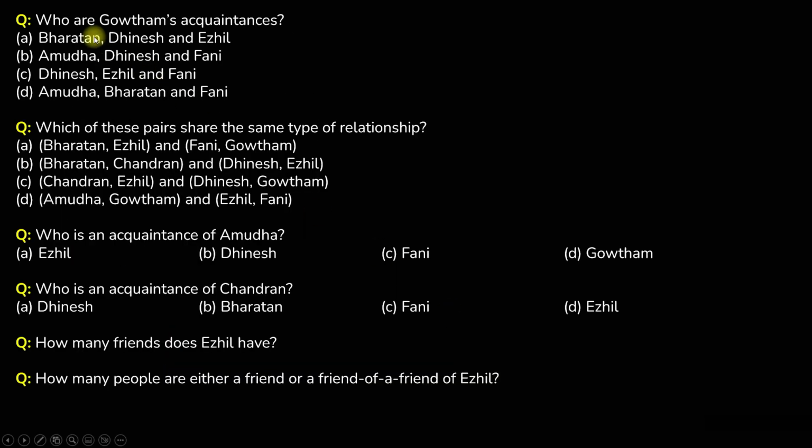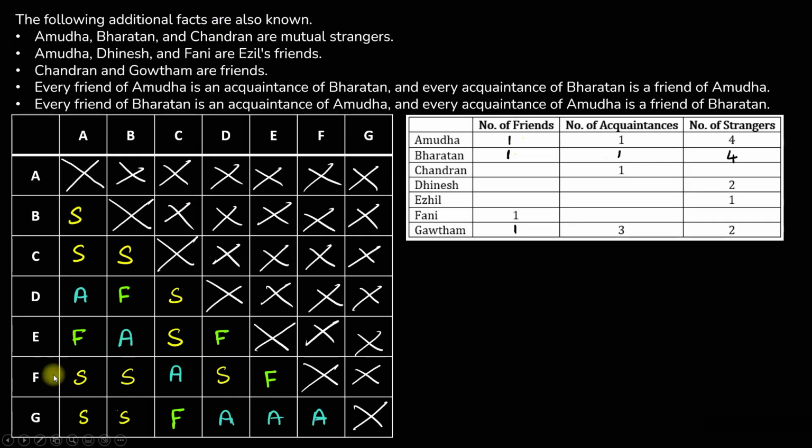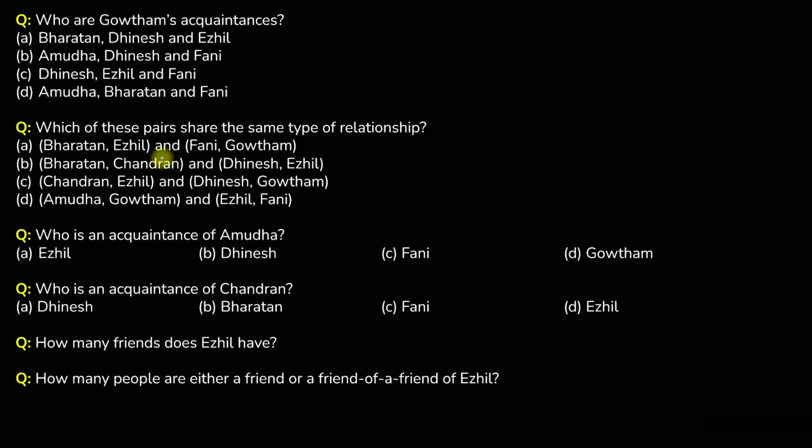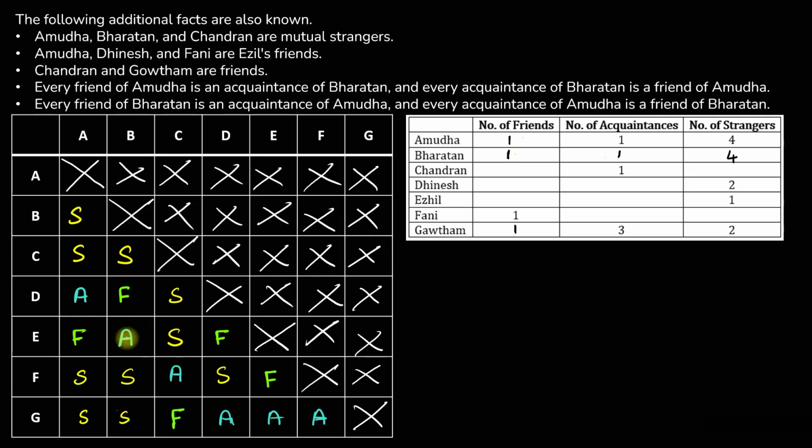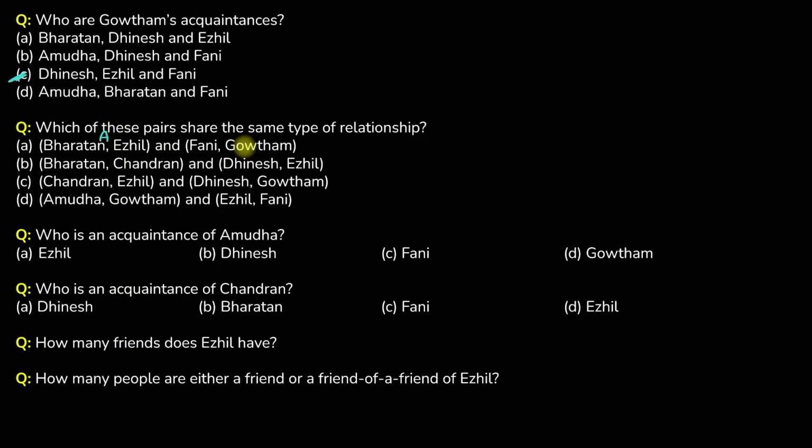Now look at this first question. Who are Gautam's acquaintances? Okay, G's acquaintances. So G's acquaintances are D, E and F. So the answer to this question is D, E, F. Yes, option C is the correct answer here. Okay. Now moving on to the next question. Which of these pairs share the same type of relationship? Okay. So BE. Let's look at BE. BE are acquaintances. What about FG? F and G are also acquaintances. So option A itself is correct.